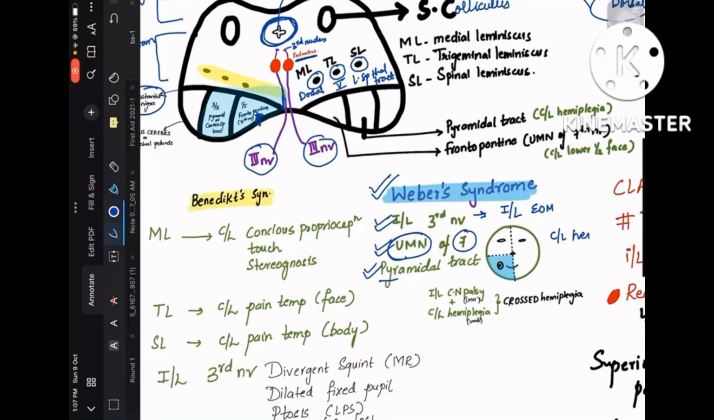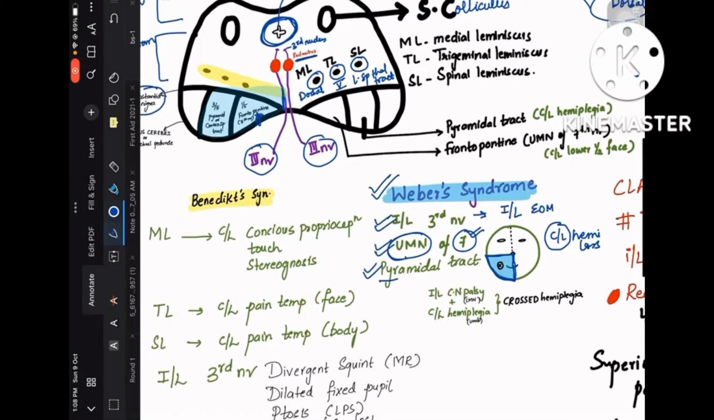contralateral hemifacial loss. Like, see, only this area is lost. So in the lower half of the face on the contralateral side, upper motor neuron of the 7th nerve lesions are seen. I'll explain this 7th nerve lesion in a separate video, which is just a short 5 minute video. There you can understand what is the difference between UMN and LMN lesions of the 7th nerve.